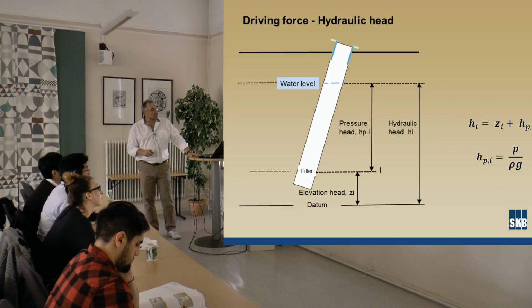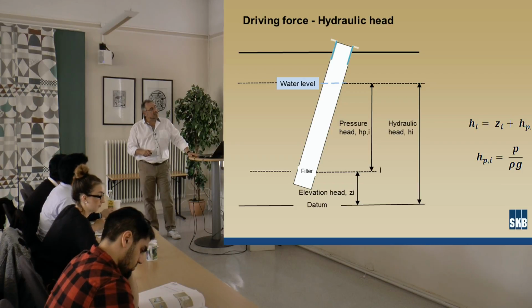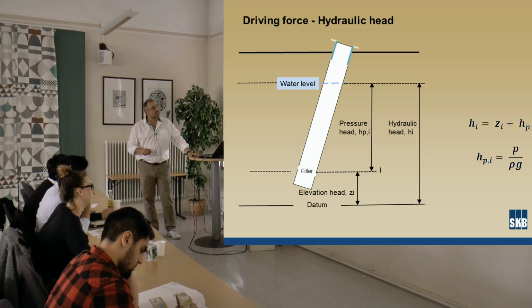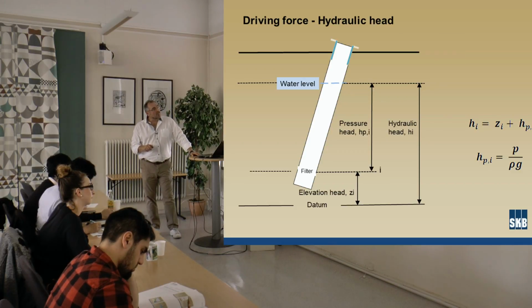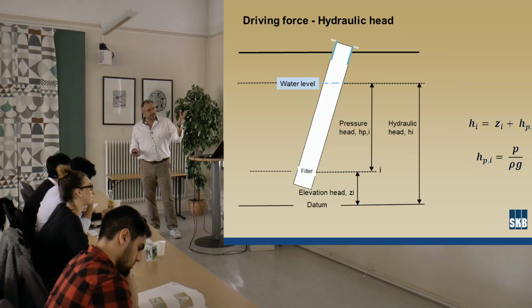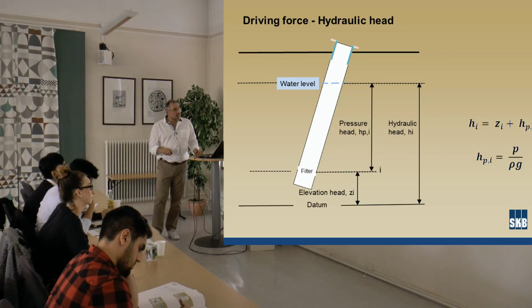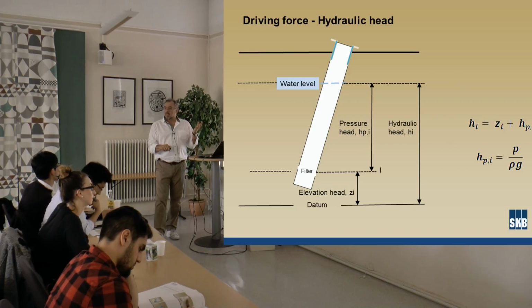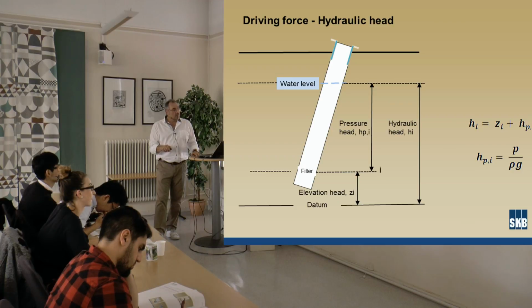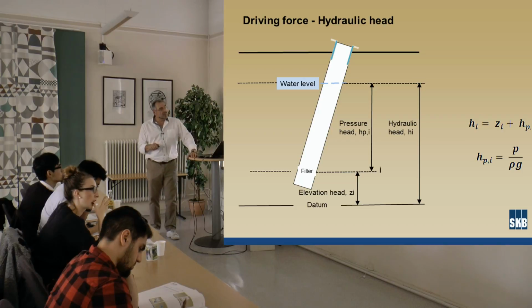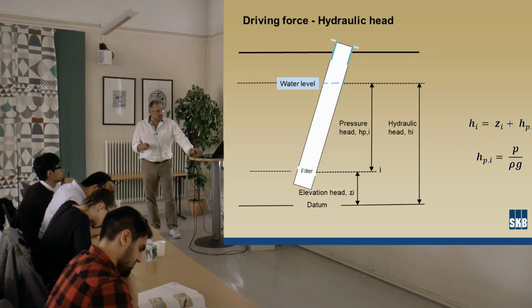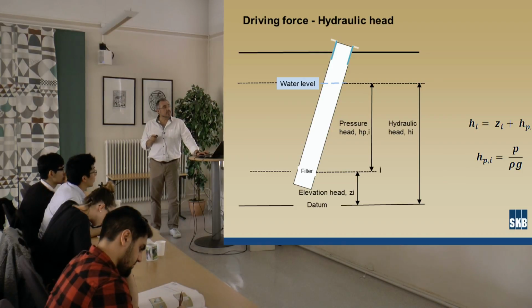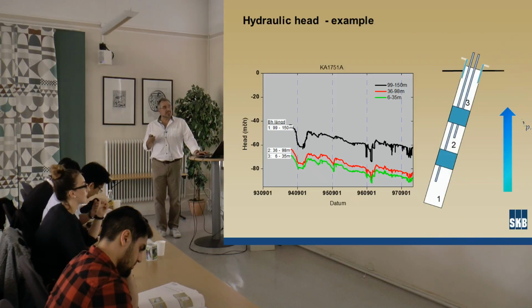So we have a ground level here. This is the borehole, and if we have an intake here in the well, at this point we want to measure the head, or the pressure. So we measure actually the pressure with the pressure transducer. We obtain a head which consists of the actual water column above the pressure transducer, and it's all related to a certain datum, normally the sea level. So this means that the hydraulic head is the pressure head from the column above the transducer, plus the elevation head, which gives the hydraulic head. That's the driving force.